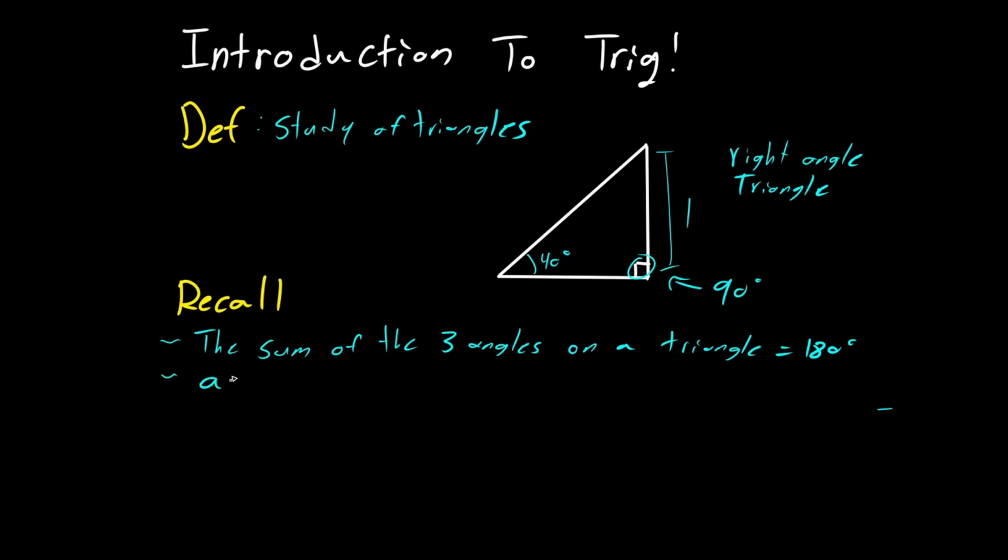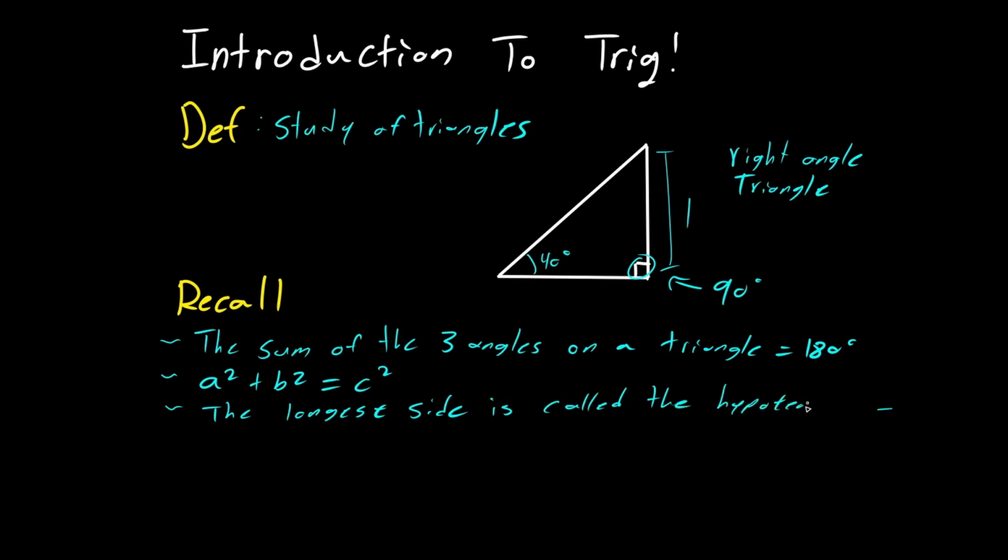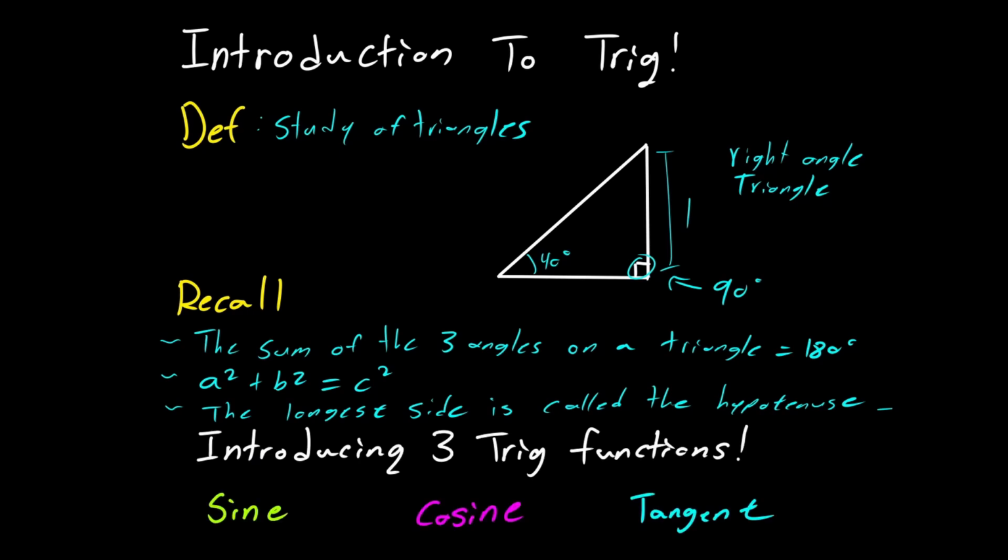The Pythagorean theorem states that a squared plus b squared equals c squared. So remember that. And also, the longest side is called the hypotenuse. Alright, that should be review.